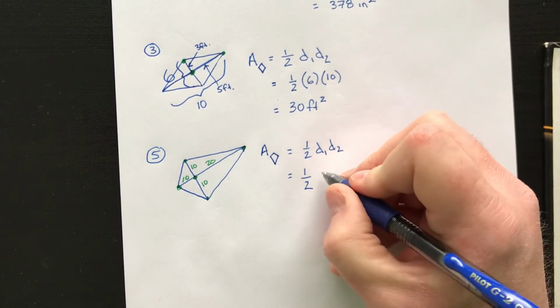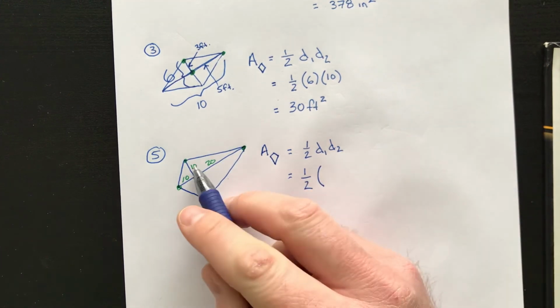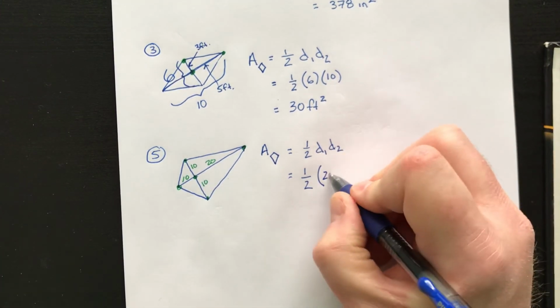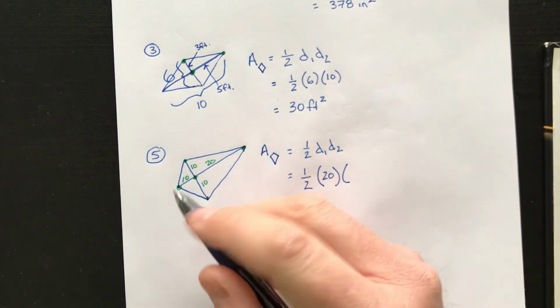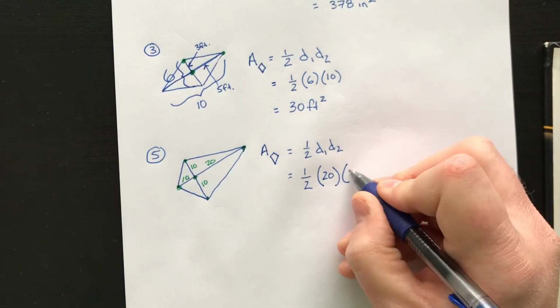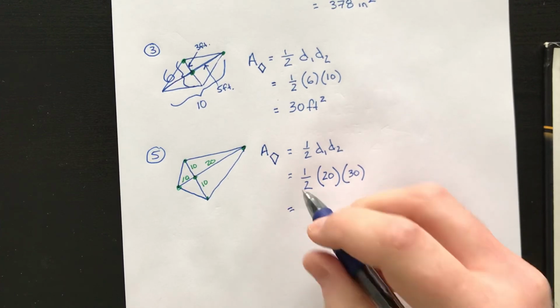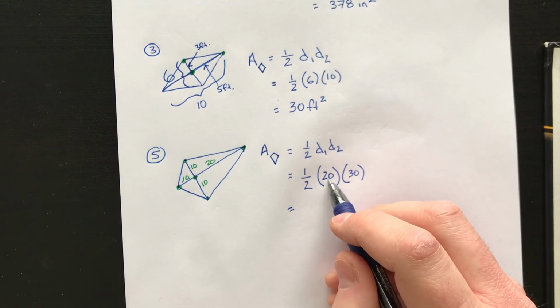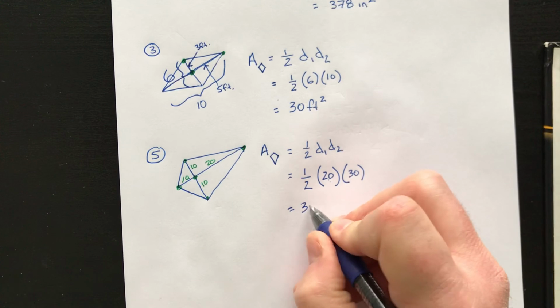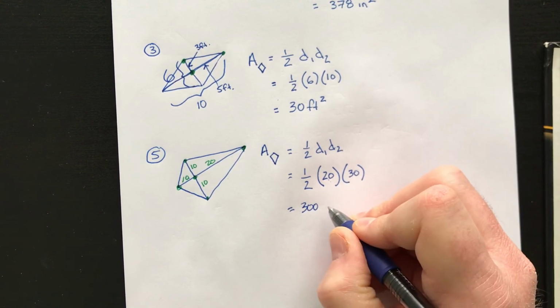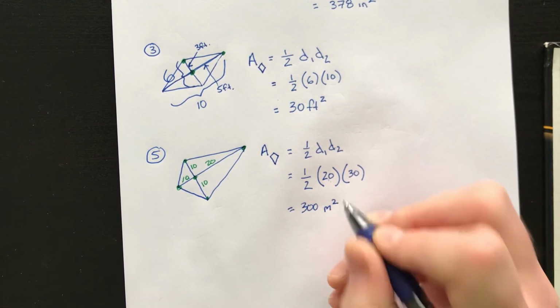So 1/2 diagonal 1 is 10 plus 10, which is 20. Diagonal 2 is 10 plus 20, which is 30. So 1/2 times 20 is 10. 10 times 30, 300, and this is meters squared.